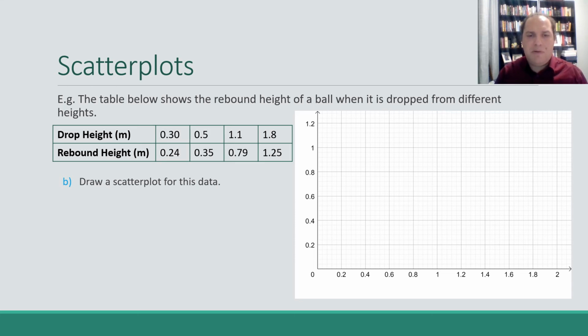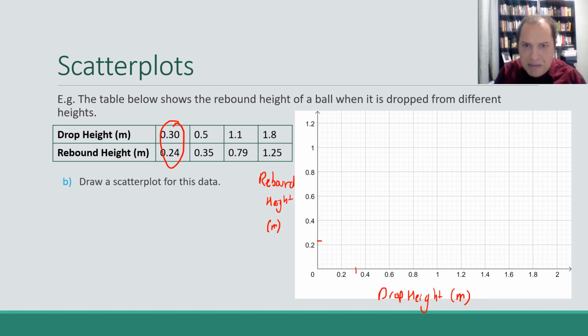We'll just take each point one at a time using the coordinates given here. Along our x-axis, we said that the drop height was our explanatory variable. So that will be along here. That's our drop height, in meters. And along our y-axis is our response variable, our dependent variable, which is our rebound height, also measured in meters. Our first point is 0.3, which is going to be right here, 0.24, which is going to be right here. There's my first plotted point there.